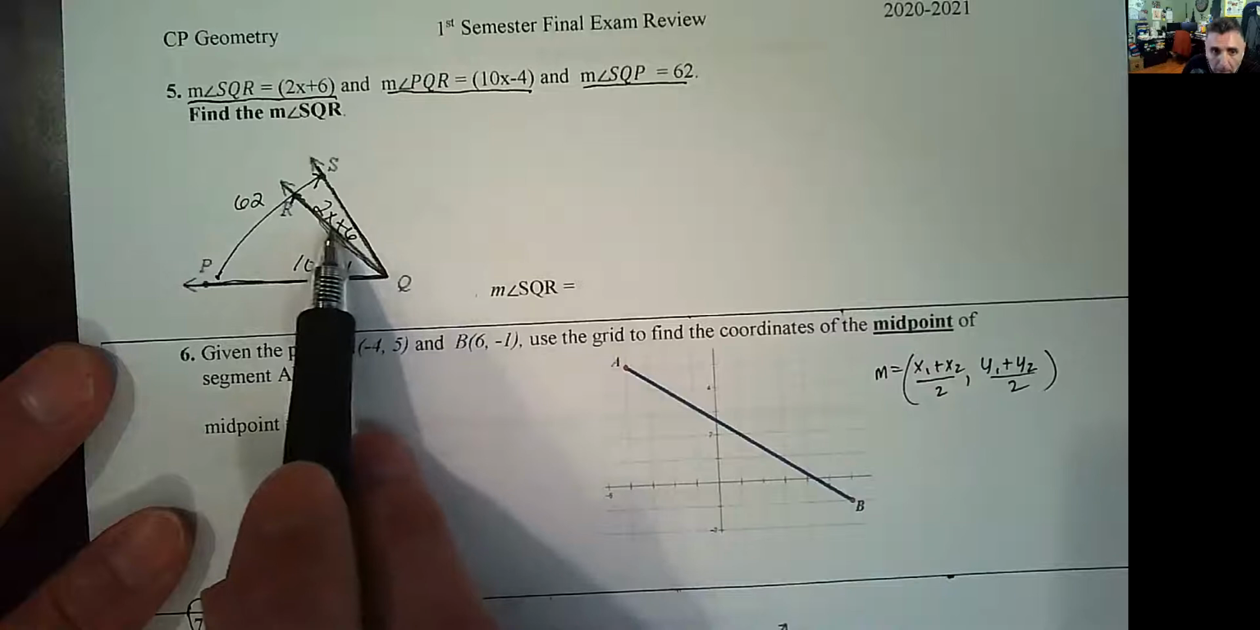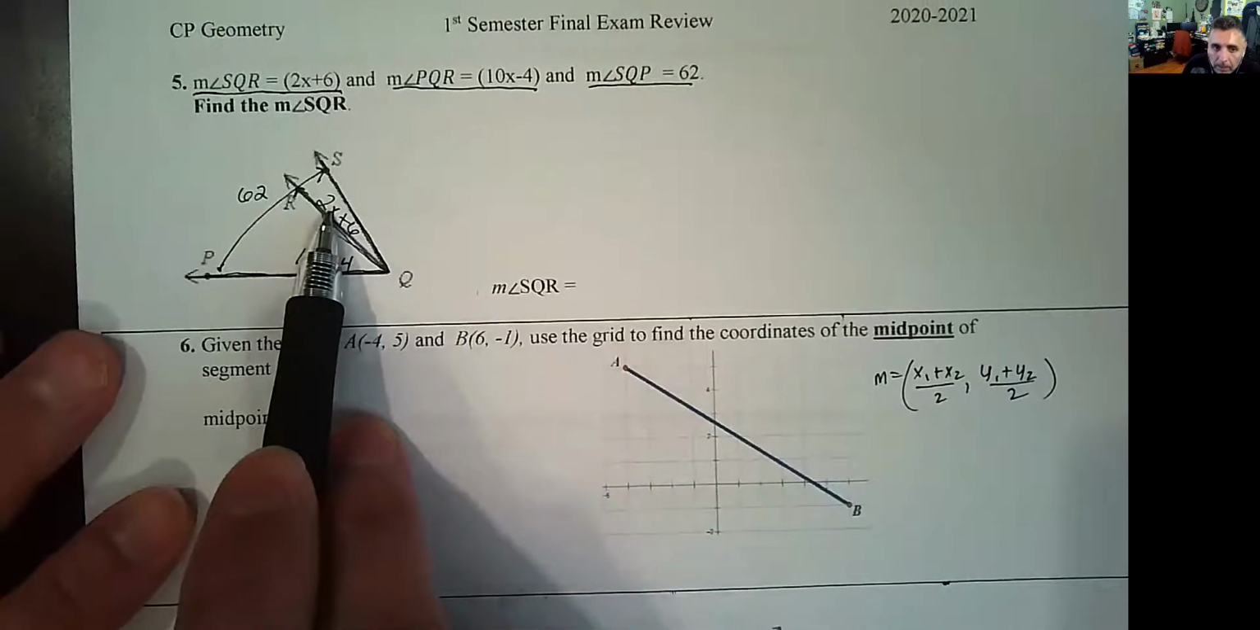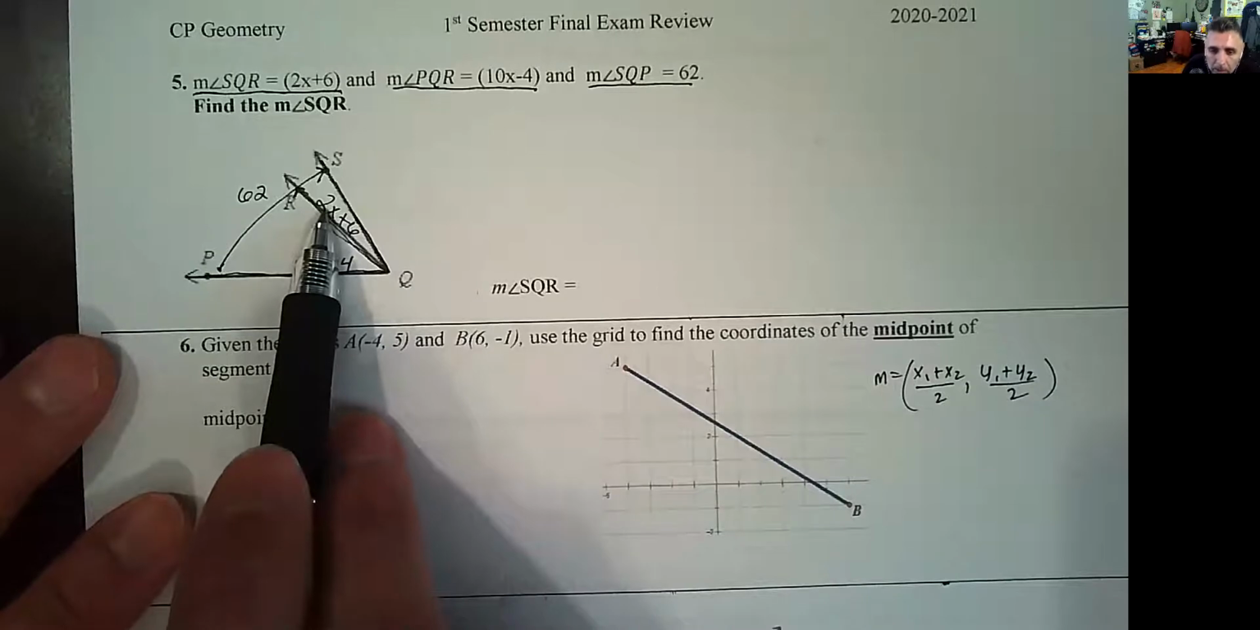And then what they want us to find is the measure of angle SQR. They want us to find the measure of this. Well, in order to do that, I need to figure out what x is, because I can figure out what x is and then plug it in there, and that'll simplify into the measure of angle SQR.